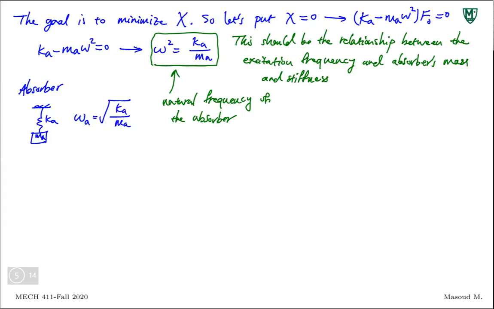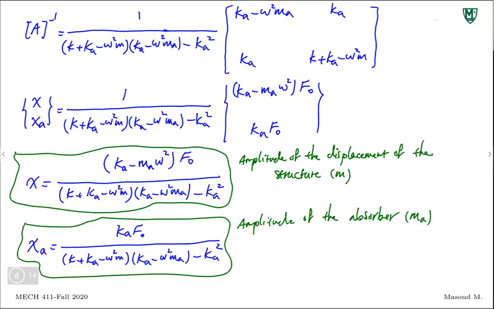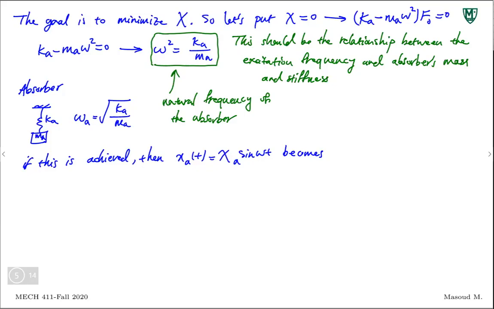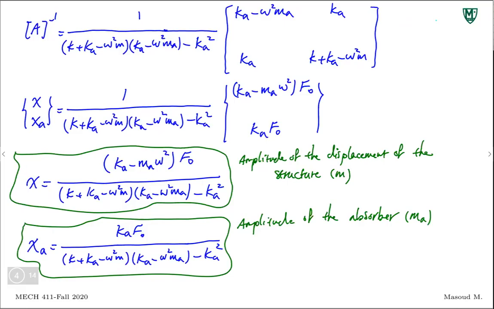Now, let's find out, if that is the frequency, what would be the displacement of your absorber? If this is achieved, let's put it this way, then XA(t), well, we know XA(t) is XA sine omega t, becomes, if you put the value there, for XA we got this fraction, Ka F0. So let me write it here. XA(t) becomes Ka F0 over that long fraction, but in this case we put omega as omega A, sorry.